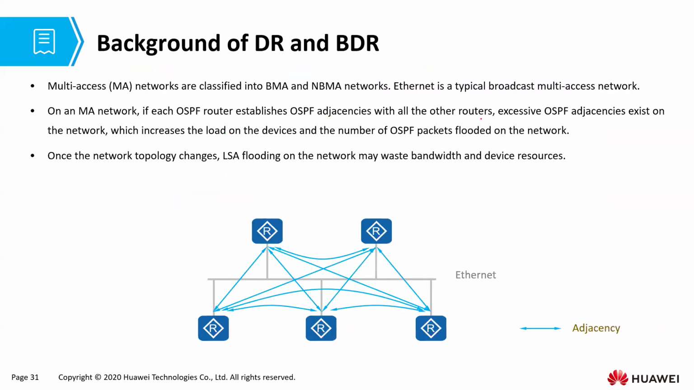Background of DR and BDR, I think we've gone through this. Multi-access networks are classified as BMA and NBMA. Ethernet is typical. On MA networks, each router establishes adjacencies with all other routers. Excessive OSPF adjacencies on the network increase the load and the number of OSPF packets flooded. Once the network topology changes, LSA flooding on the network may waste bandwidth. What's the solution? Selecting one router. That router will be responsible for flooding LSAs, meaning we don't waste that much bandwidth.